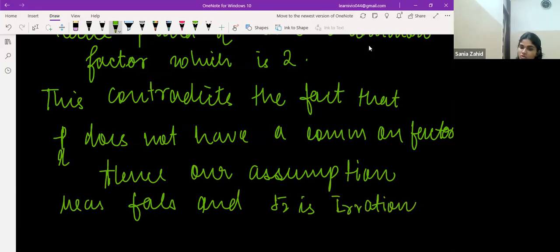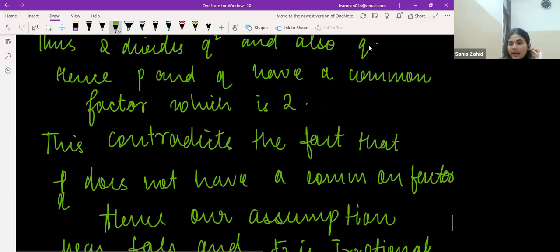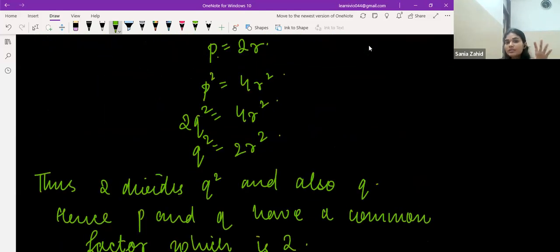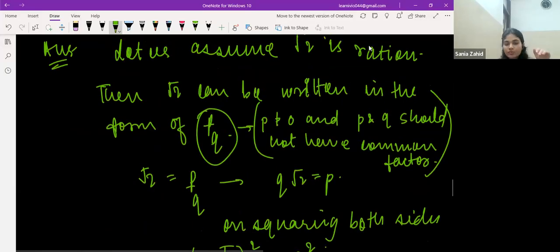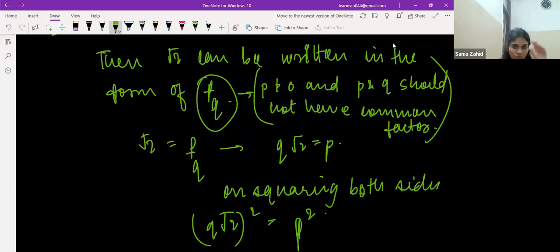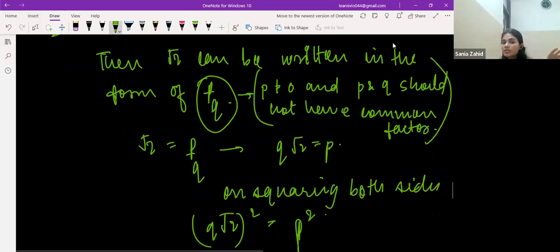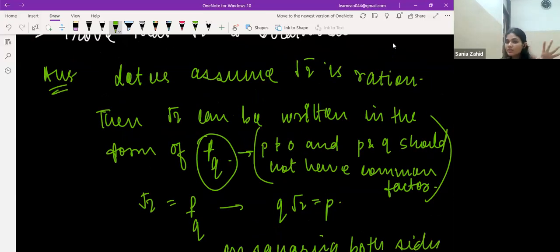So what did I do in this question? First of all, I assumed that root 2 is rational. Now we know that rational numbers are written in the form of p by q. That means root 2 is equal to p by q. And then I proved that p and q have a common factor which is 2. And then I am contradicting the fact that p by q does not have any common factor. And finally I get to the solution that root 2 is irrational. Understood, okay?